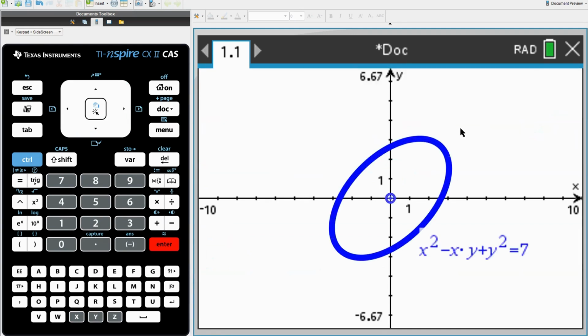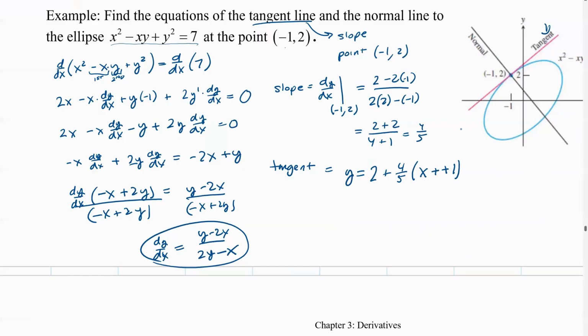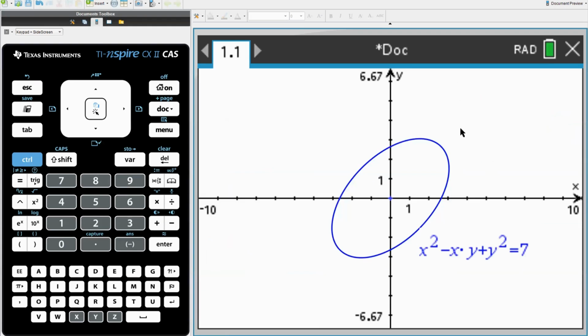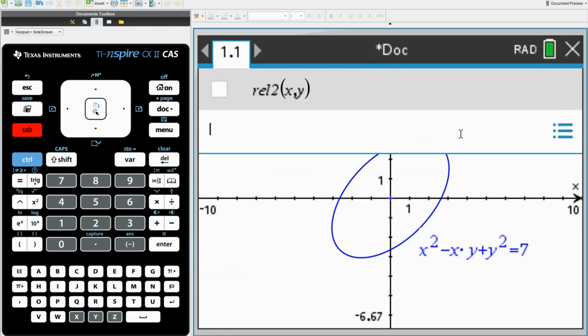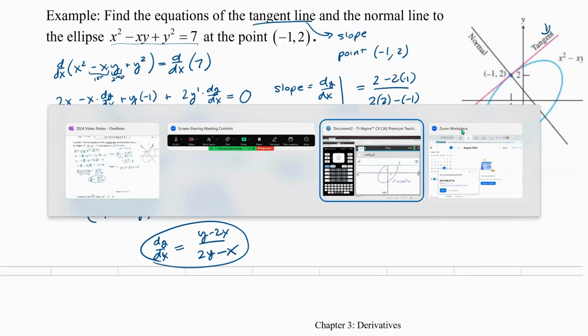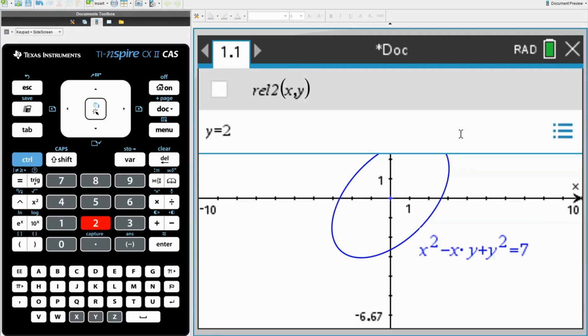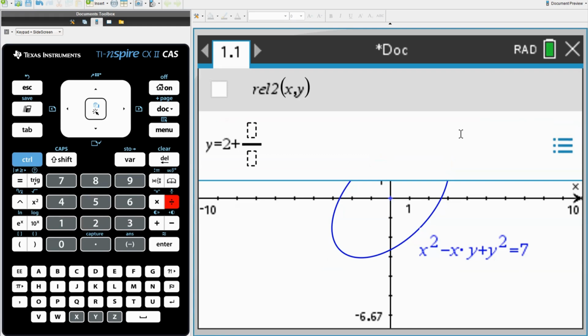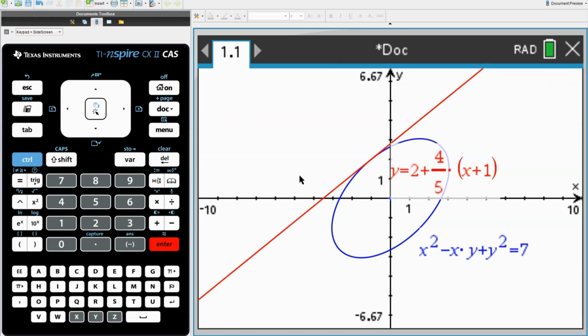If I hit enter, there's that. Does that look like the graph that was in the notes? Sure does. Excellent. Now, let's put in our tangent line. We can still be in relation mode. We're just going to have to put in the equal sign. What was our tangent? 2 plus 4/5. 2 plus control division, 4/5 to get that fraction, times the quantity x plus 1. Let's take a look. Yep, that sure does look like a tangent line at that point. Great.